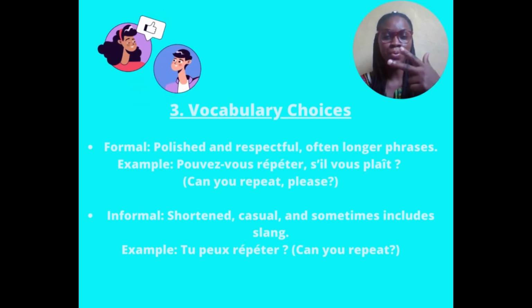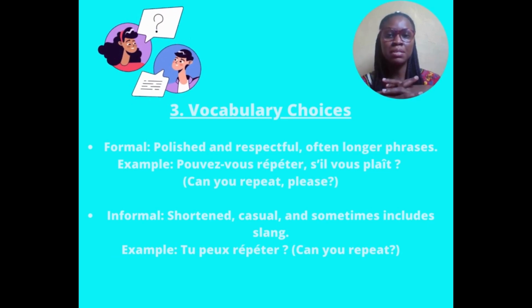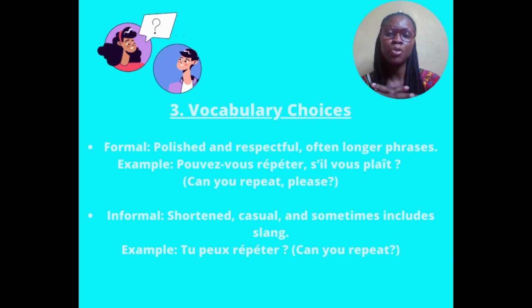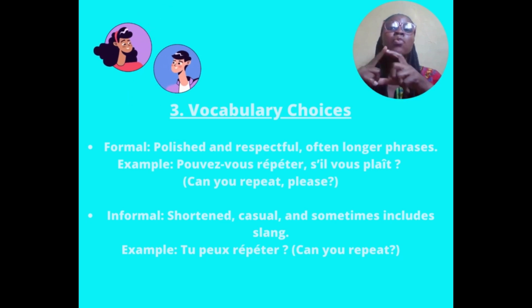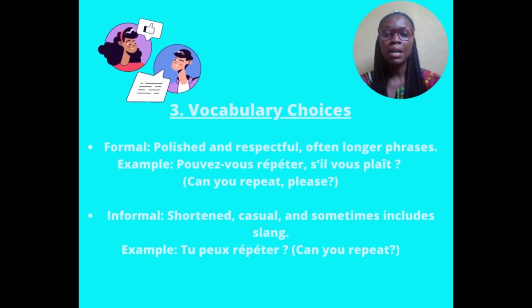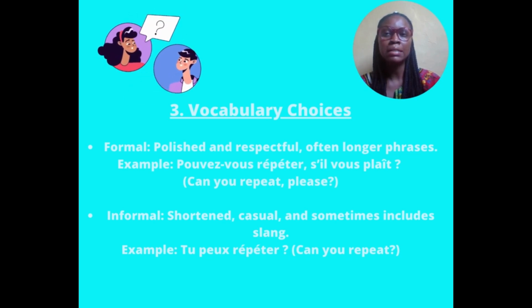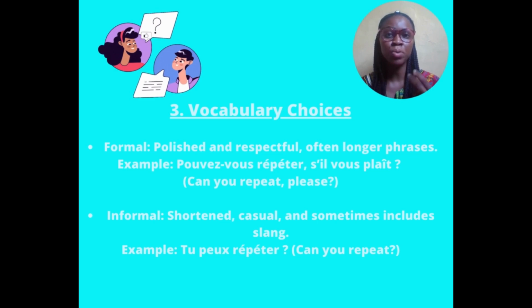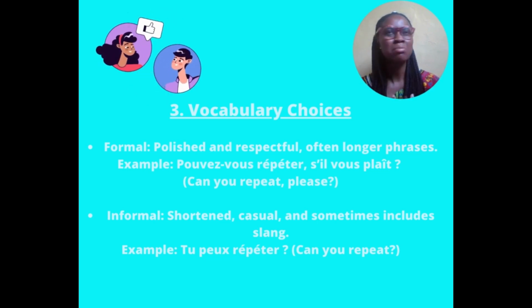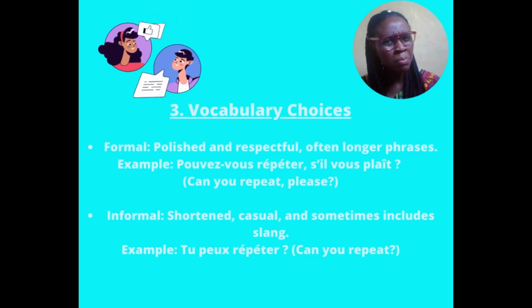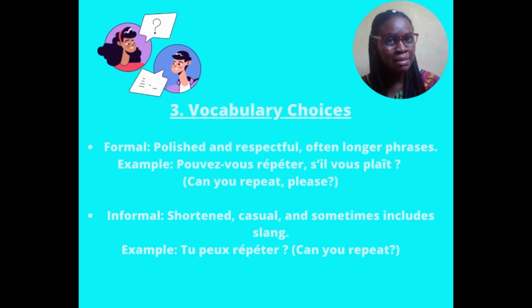Guide number 3, vocabulary choices. In the formal setting, what kind of vocabulary do you use? You use a more polished and respectful vocabulary. Often longer phrases are used. An example would be, pouvez-vous répéter s'il vous plaît? So you meet somebody for the first time and you find yourself in France or a French-speaking environment, and of course, when the French speak, they are really fast, and then they go, que désirez-vous aujourd'hui, monsieur? And you're like, pouvez-vous répéter s'il vous plaît?